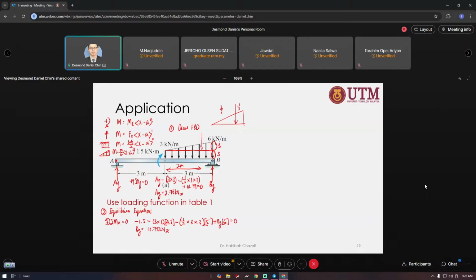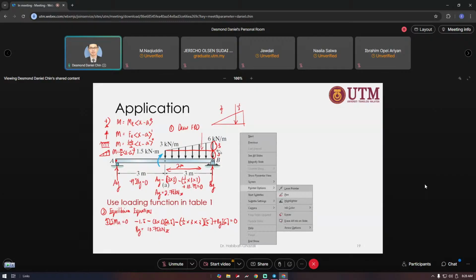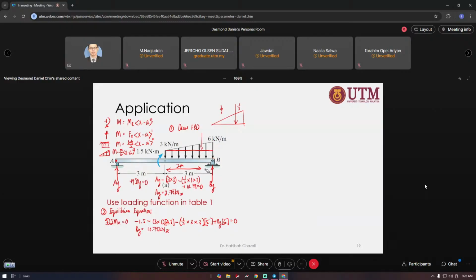So next step, before you want to apply the Macaulay function or Macaulay bracket, it is very important for you to update your free body diagram. So allow me to delete all these things first. Okay, I will leave the Ay behind because I need that information. After we calculate by using the equilibrium equations, we have found that at point A, this is 2.75 kilonewton, right? Meanwhile, By, this is 10.75 kilonewton.